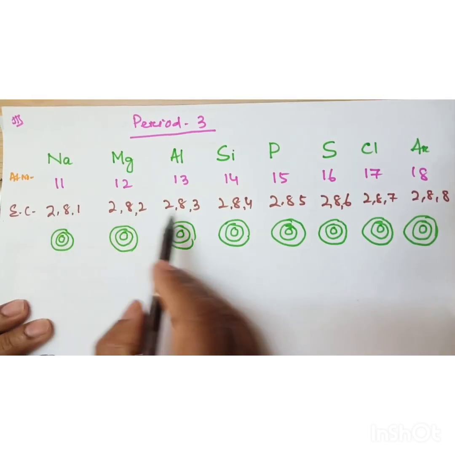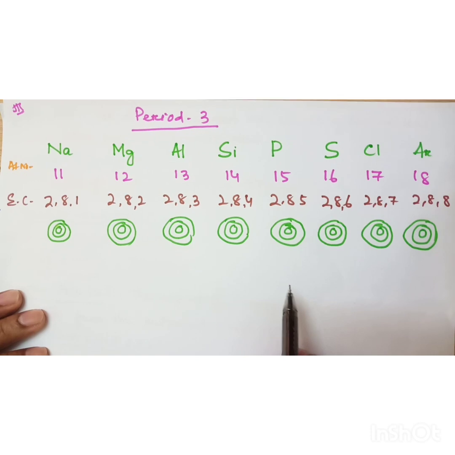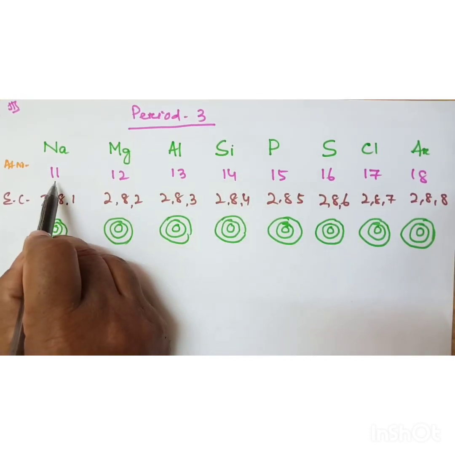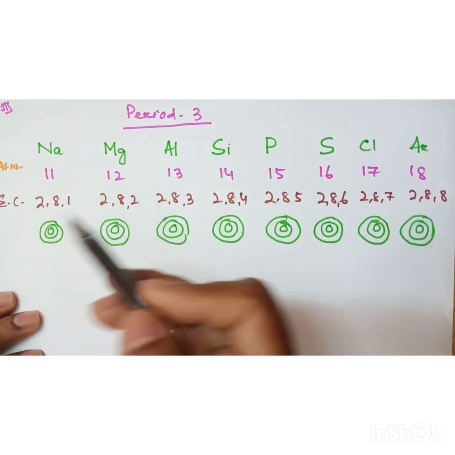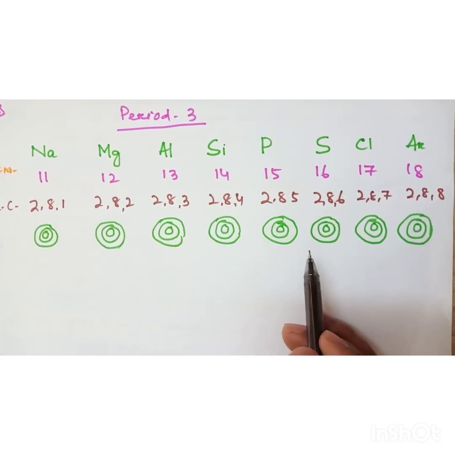So across a period, what happens? The ionization potential increases. Why? The nuclear charge increases. Here, 11 protons, then 12 protons, so the number of protons increases. So nuclear charge increases. As nuclear charge increases, what happens?